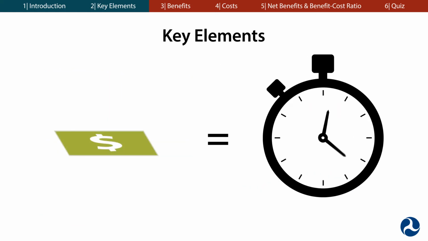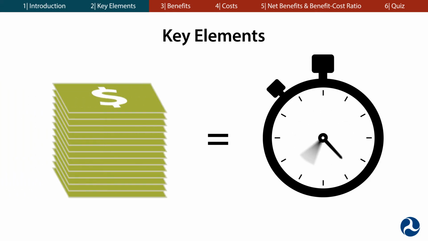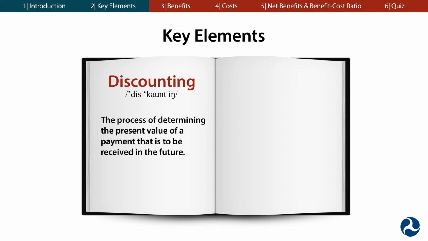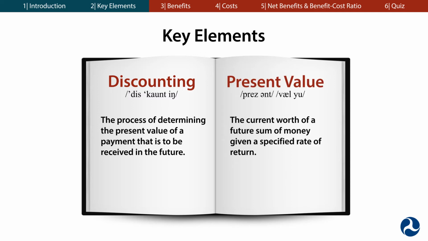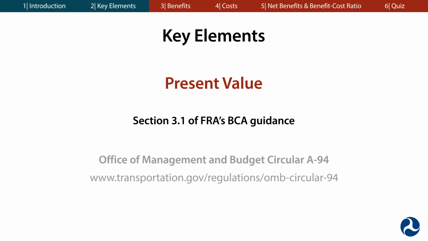Money has a time value associated with it. As such, benefits and costs that occur sooner in time are more highly valued than those that occur in the more distant future. This principle is called discounting. BCAs use discounting to account for costs and benefits that occur at different points in time. This allows for benefits and costs to be expressed in a common unit called present value, regardless of when they are incurred or received. Details on how to calculate present value can be found in Section 3.1 of FRA's BCA guidance. Additional information can be found in the Office of Management and Budget Circular A-94.